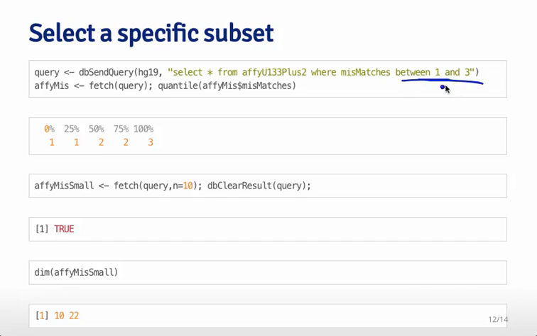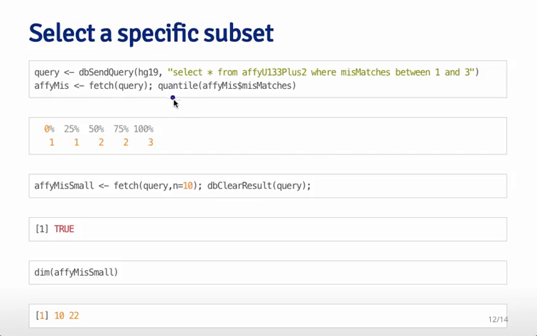So we send this query to the database, and now that's stored remotely at the database. Then if we want to fetch the result of that, we use the fetch command like this, and that will return this affyMis object, which will give us some information about only the samples that we've selected using this database query.